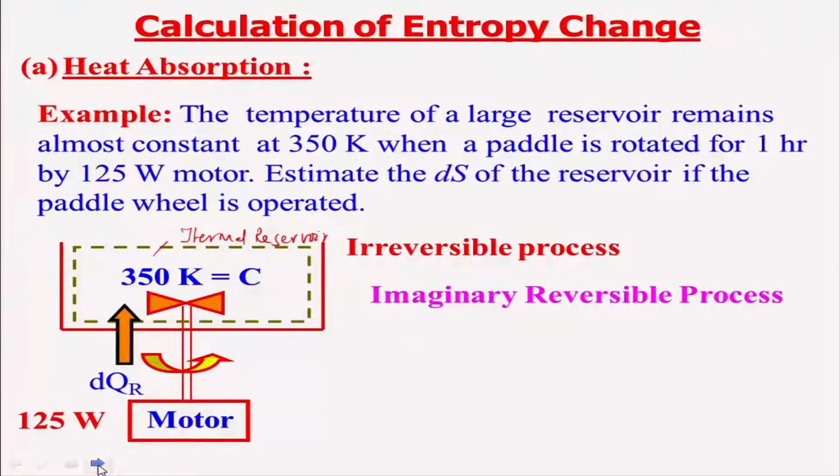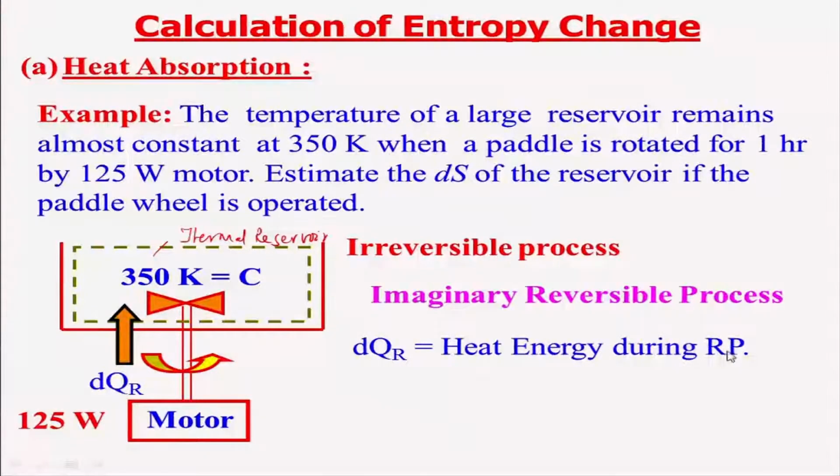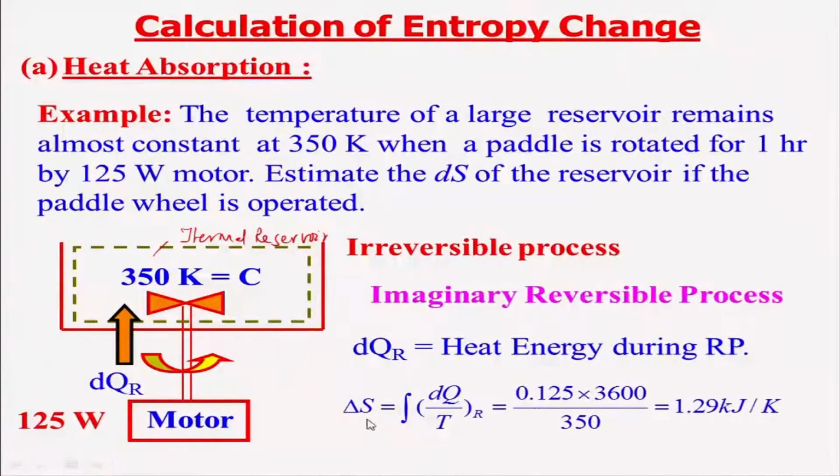but we can consider an imaginary reversible process, in which whatever work you are giving is equivalent to some heat energy dq during the reversible process, and therefore the change in entropy will be dq by T for the reversible process. In this case, dq R is nothing but the work done. Work done is 125 watt, and that is run for 1 hour.